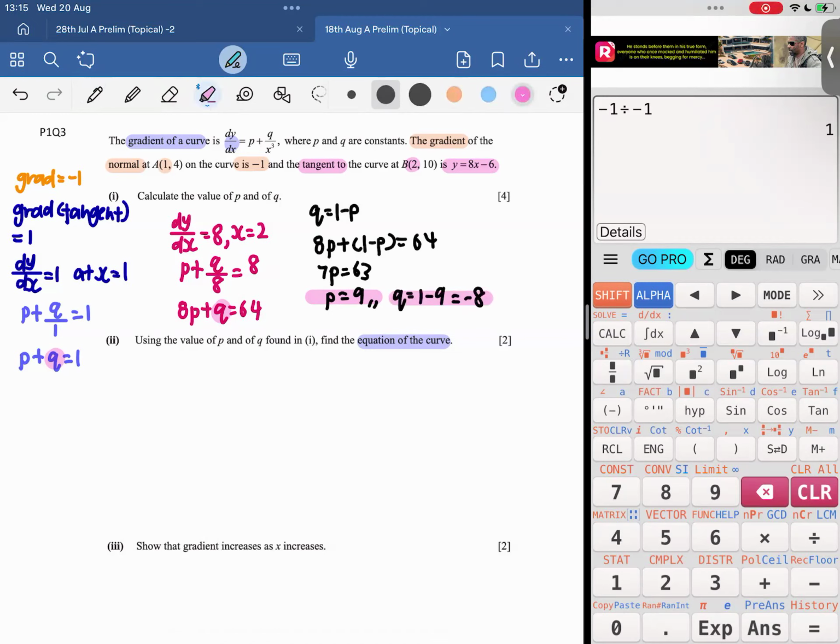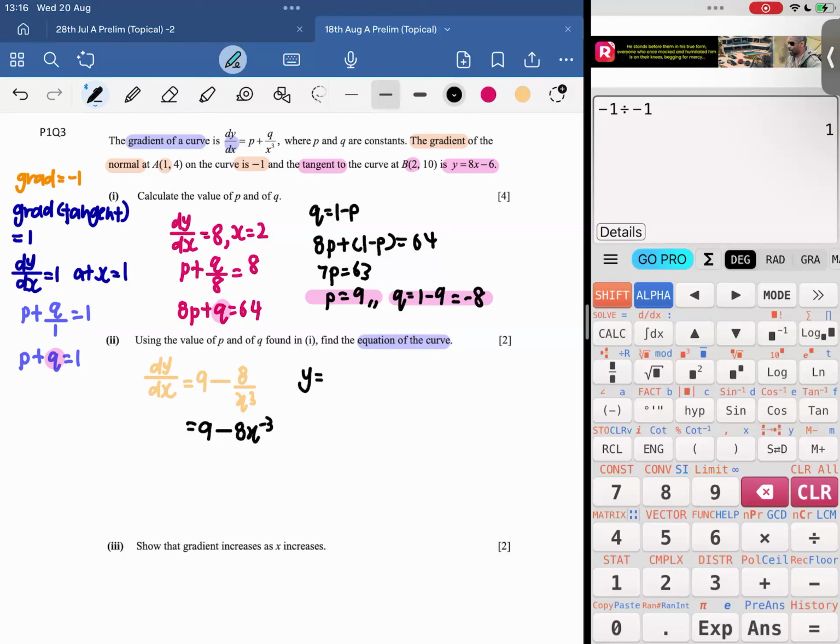4 marks, quite kind. All right, so they tried to trick you by giving you the gradient of the normal instead of the gradient of the tangent. Okay, next one. So using the values of p and q, let me just write down first. My dy/dx is p is 9, so 9 minus 8 over x cubed. It's very hard to integrate and differentiate like this, so 9 minus 8 x to the power -3.